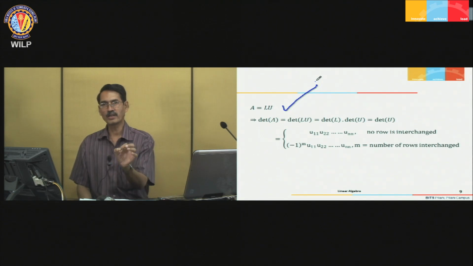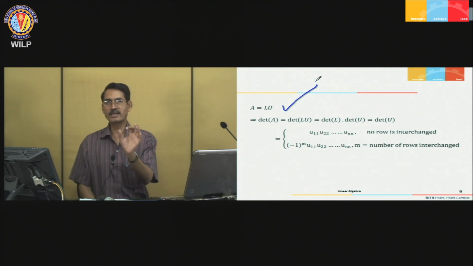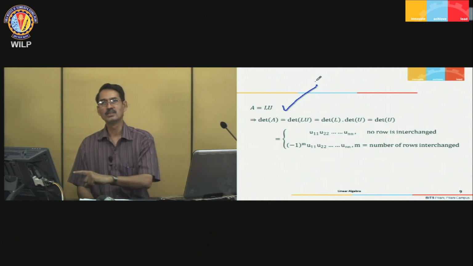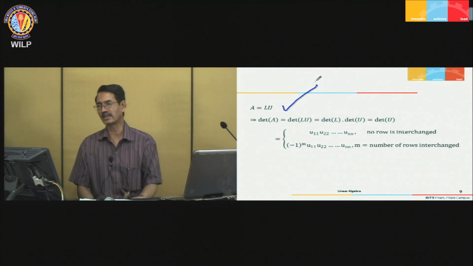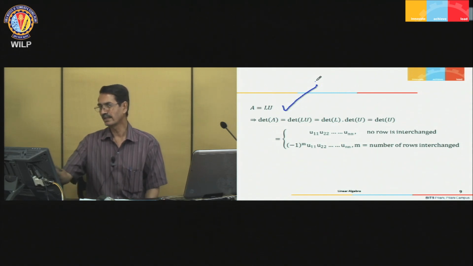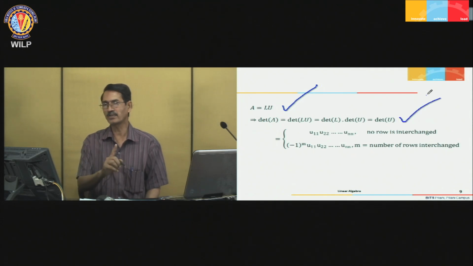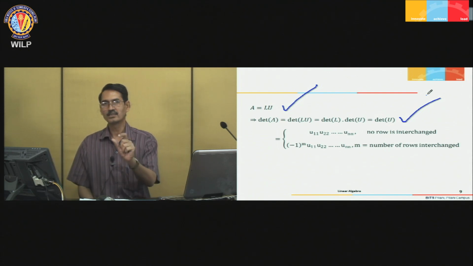And L is a unit lower triangular matrix, and therefore all elements on the main diagonal are 1. Therefore, what is determinant of L? Product of all diagonal elements. So 1 into 1 into 1 and so on and so forth. Therefore determinant of L is 1, and therefore determinant of A will be equal to the determinant of U. And what is determinant of U? That is U11, U22, U33 up to UNN, the product of diagonal elements in the upper triangular matrix U.